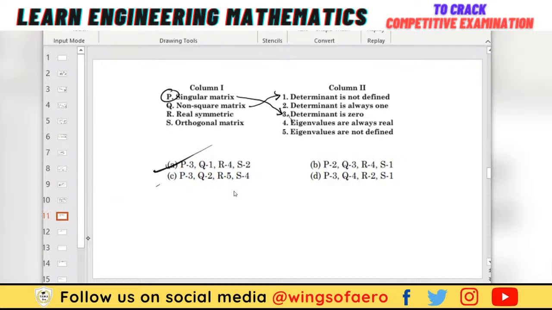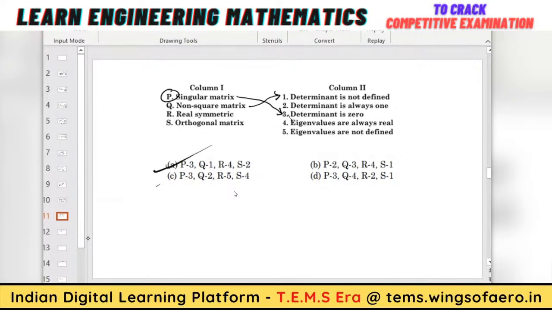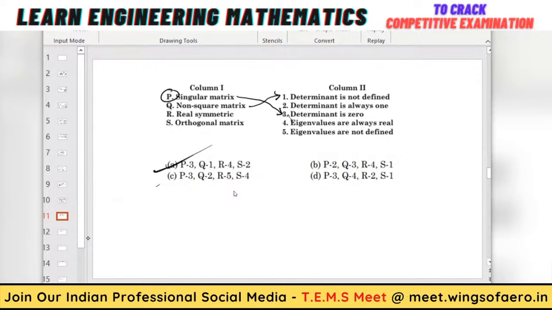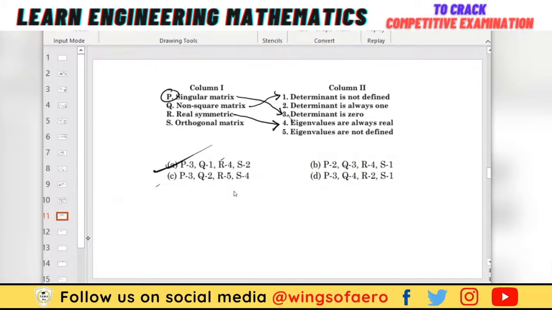So rest of the others, real symmetric means eigenvalues are real. R is reflected to 4. And the other one, orthogonal matrix. Orthogonal matrix always has determinant 1.